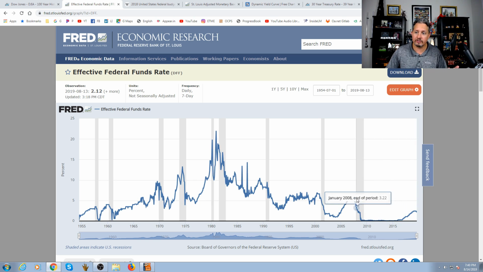And that's why this chart is so important. What you'll notice here is the federal funds rate comes up, and then there's a recession and it spikes down. Then it comes up, recession, spikes down. Comes up, recession, spikes down. You see this repeating pattern again and again.